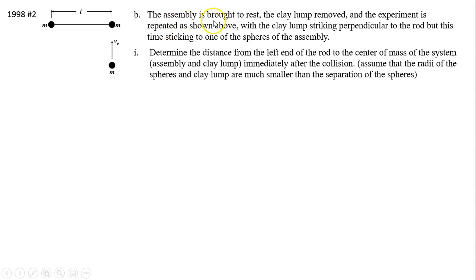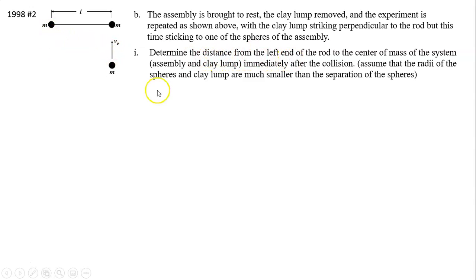Part 2 now. The assembly is brought to rest and the clay lump removed. The experiment is repeated as shown right over here. Instead of launching at the middle, you are launching at the end, with the clay lump striking perpendicular to the rod, but this time sticking to one of the spheres of the assembly. So determine the distance from the left end.